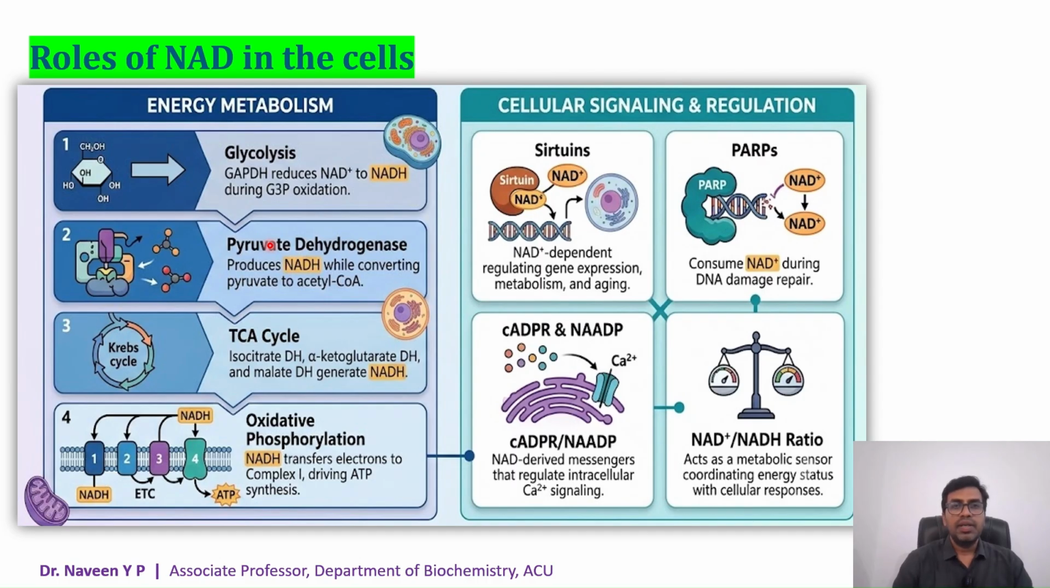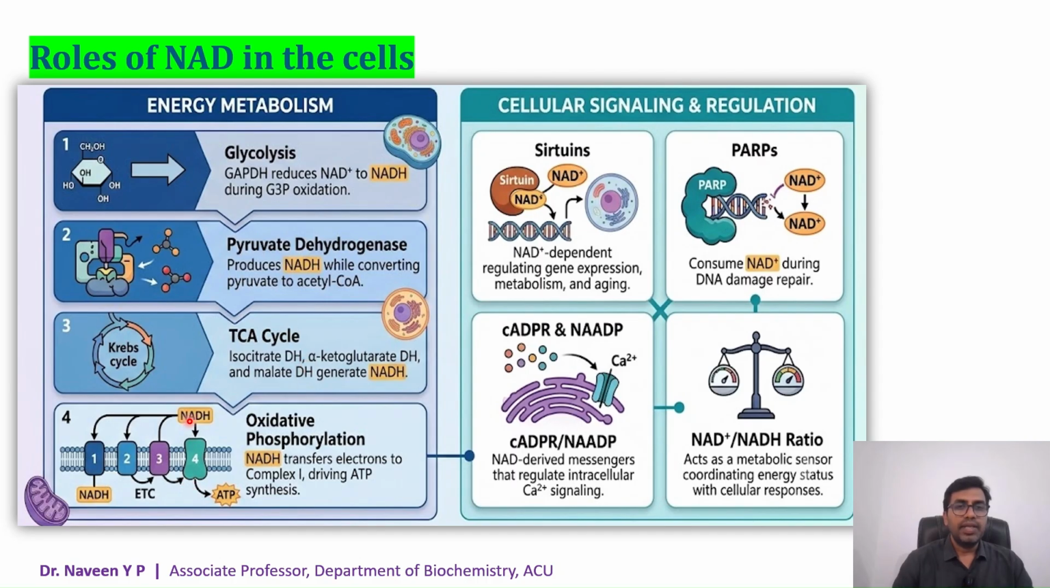acetyl coenzyme A. Now we know that glucose will get converted into two molecules of pyruvate by the process of glycolysis, and then pyruvate will get converted into acetyl coenzyme A by the action of pyruvate dehydrogenase. And then we have the TCA cycle, with isocitrate dehydrogenase, alpha ketoglutarate dehydrogenase, and malate dehydrogenase that will generate NADH. In these steps NAD is used as a coenzyme.